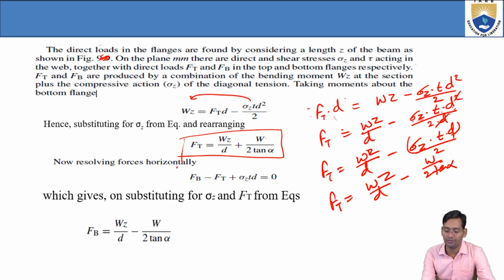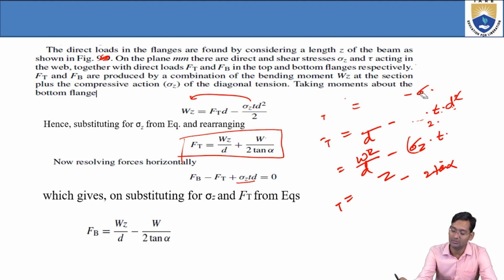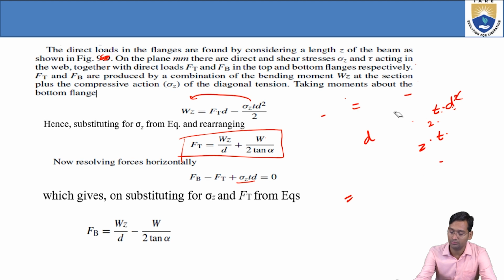Now resolving forces horizontally. Whatever the force acting in that direction must equal 0. Horizontally, from the bottom part, if Fb is positive, then Ft will be negative. So Fb minus Ft plus sigma z t d, that is the force, must equal 0. This gives, on substituting for sigma z and Ft, which we found just now. Substitute all.